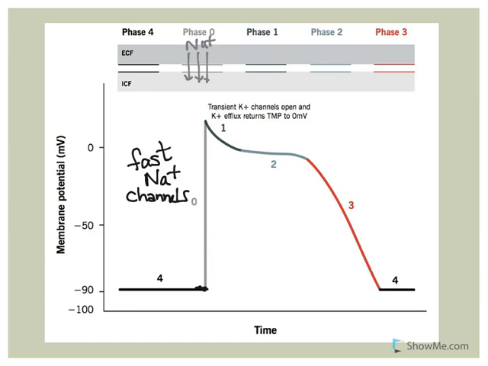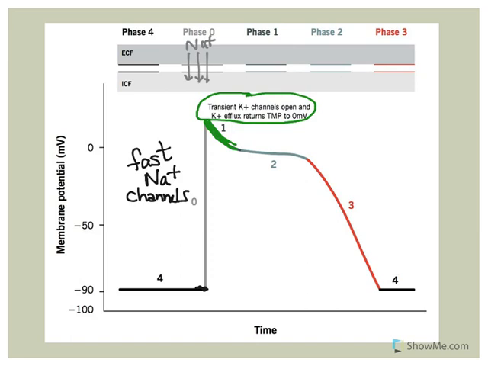Then what you see here at 1 is a slightly darker gray. I'm going to change it to green so you can really see it. Phase 1 is the notch. The notch is due to an initial repolarization of the cell. Transient potassium channels open, and potassium starts to leave the cell because you have a lot more potassium inside the cell. And so it starts to go back down to that 0 millivolts.